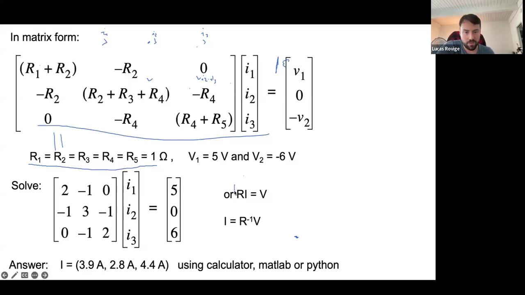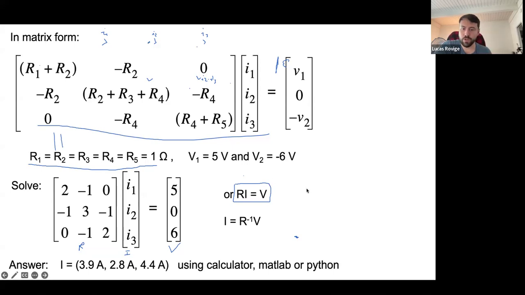And so we have initially this system here that represents our system of equations. So this is R, this is the current matrix, and this is the potential matrix. And you see, it's interesting because this matrix algebra equation is the Ohm's law, but in a matrix form. Here we have the resistance matrix, the current matrix, and the potential matrix. And we see that they follow Ohm's law.